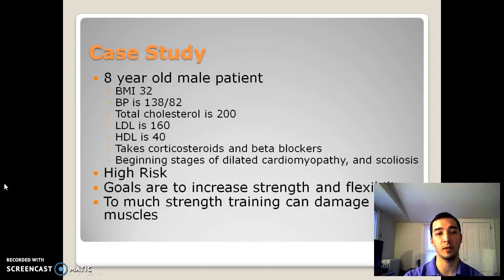So for my case study, I have an 8-year-old male patient. His BMI is 32. His blood pressure is 138/82. His total cholesterol is 200. LDL is 160. HDL is 40. He's taking corticosteroids and beta blockers, and he's also in the beginning stages of dilated cardiomyopathy and scoliosis. So I would place him in the high risk category, and my goals for him are to increase strength and flexibility. And a special consideration is that too much strength training could actually damage the muscles.